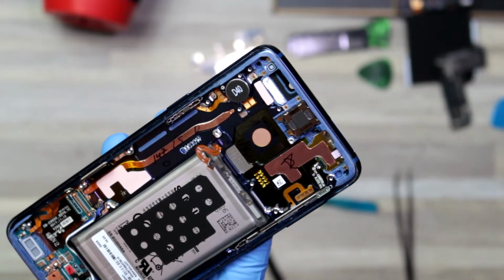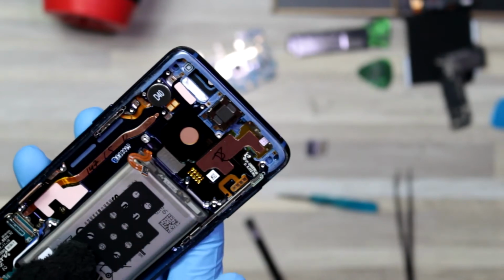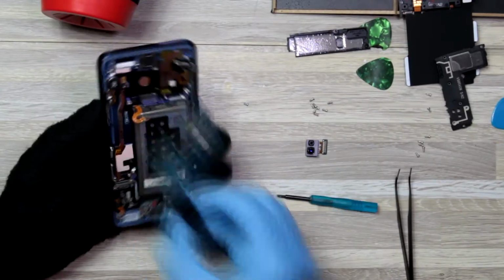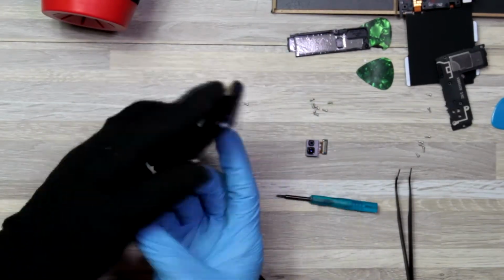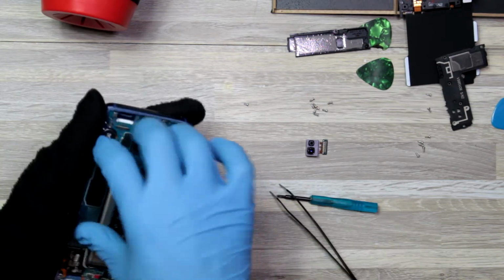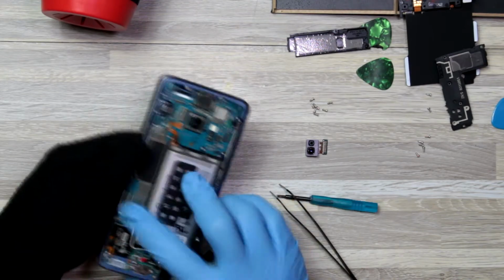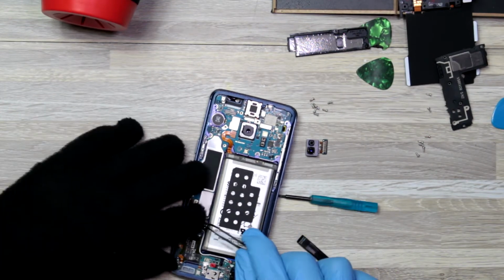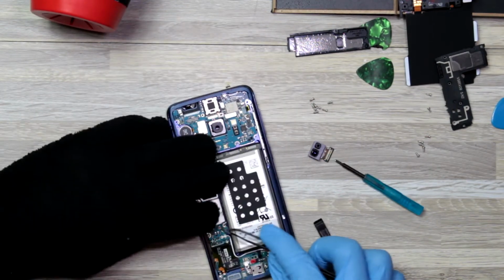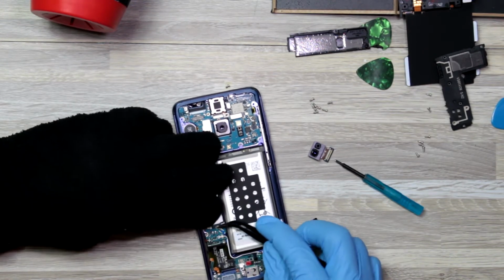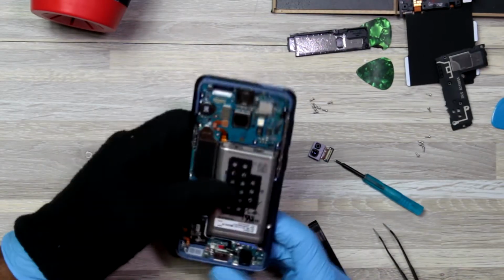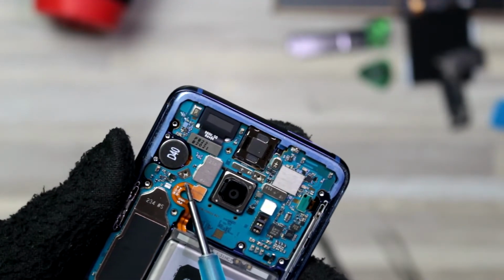At this point, there is not much to remove apart from the LCD and the battery. So I'm going to put together everything and see if the phone starts up again. Do not forget to put back the screw that was here.